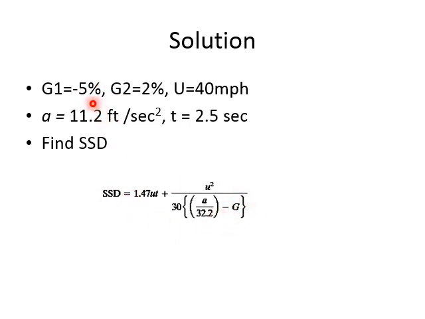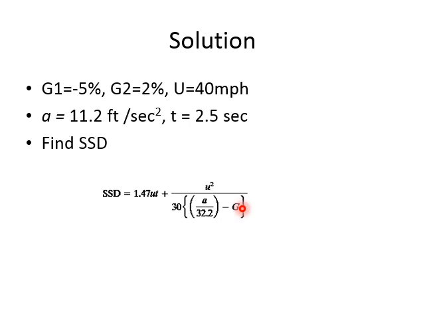So G1, you will take G1 and you will put G as just 5 because negative sign is already there, so you don't have to put minus 5. If you put minus 5, it will become plus, which is not what we want. We want a minus gradient. So just put the value and just keep the minus sign as it is. And why are we emphasizing the minus sign? Because with minus sign you will get a higher value of stopping sight distance.